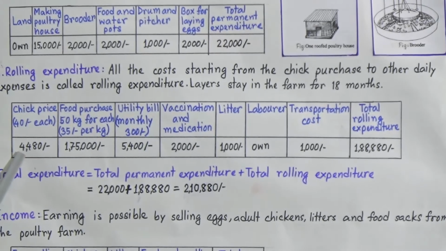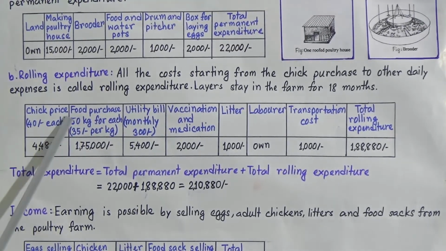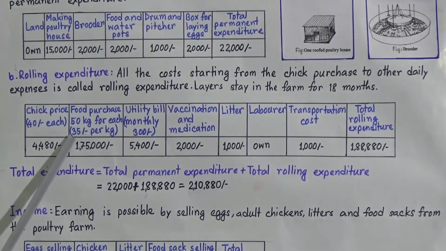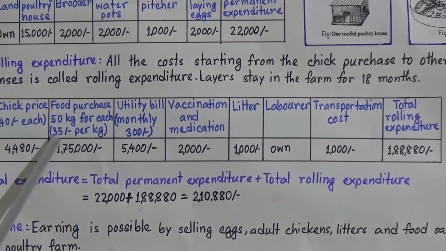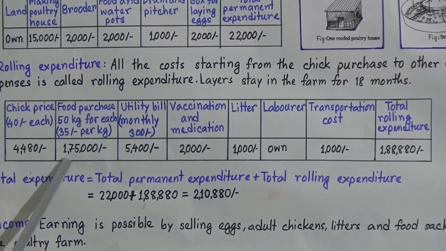So it will be 4,480 taka. And food purchase is 50 kg for each, and each kg is 35 taka. So in total it will be 1,75,000 taka.